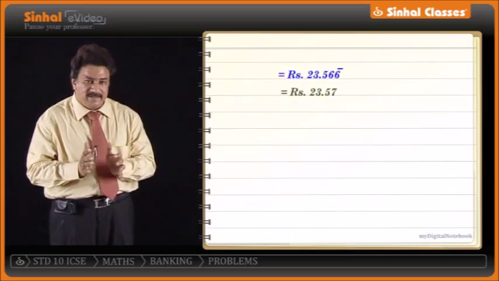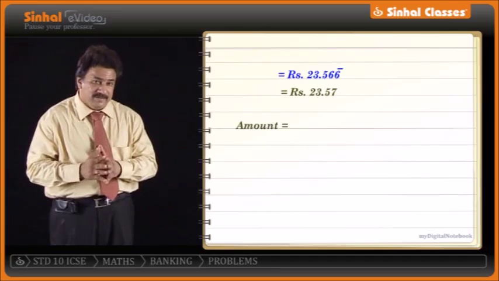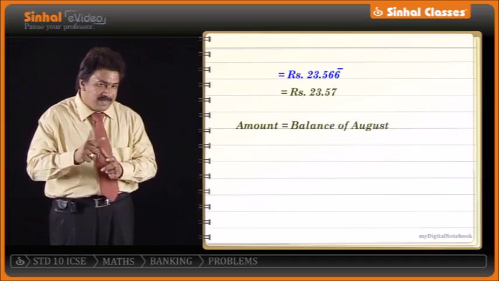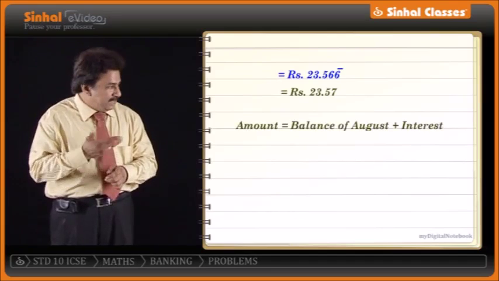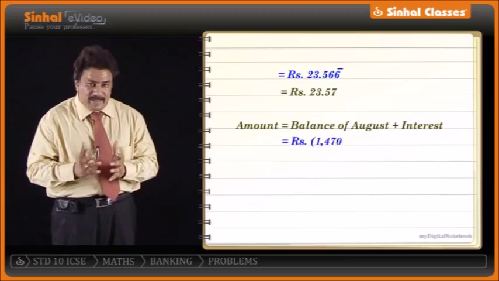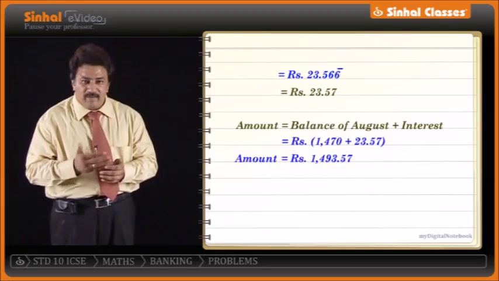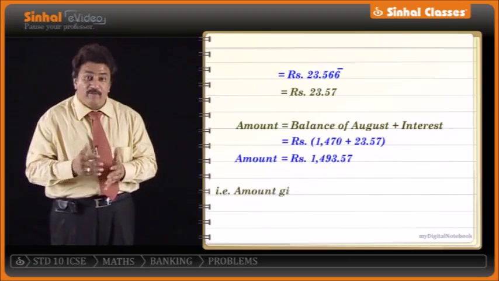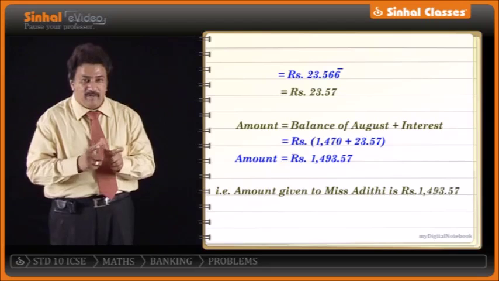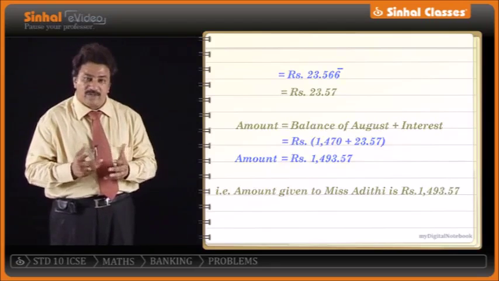That is the interest. But I have to give her the amount at the end of August. That means the balance of August plus the interest. That is 1470 plus 23.57. That is nothing but 1493.57. 1493.57 is the amount which is given to Aditi on closing her account in the month of August.